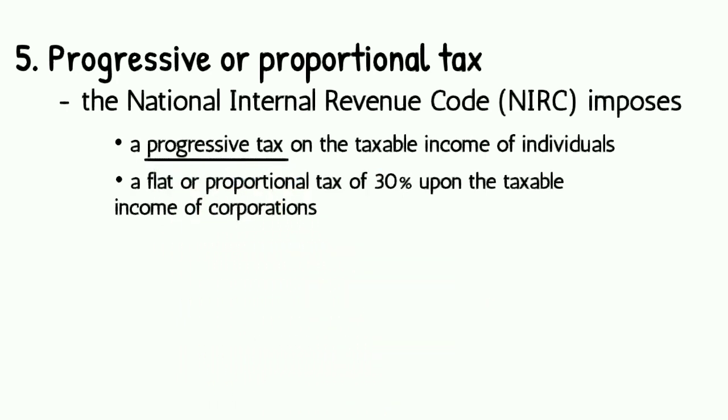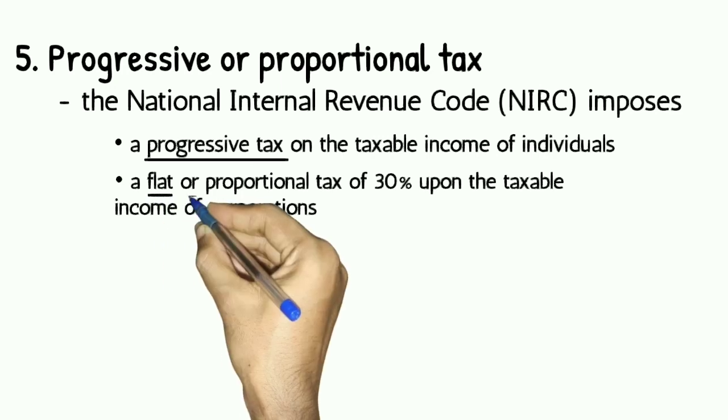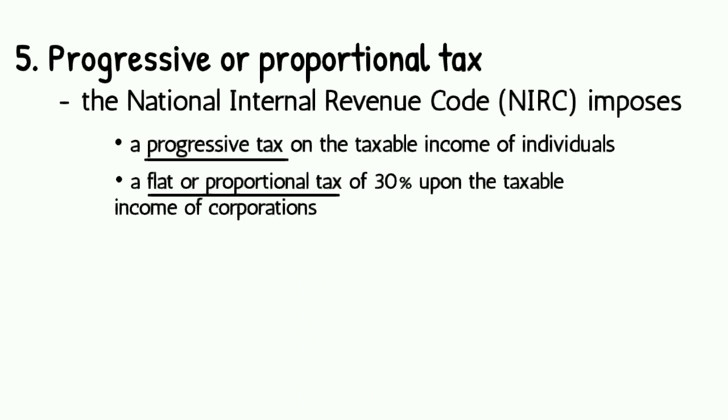Pag sinabi nating progressive, habang pataas ng pataas yung income ng individuals, pataas din ng pataas ang kanyang income tax. Pag progressive kasi, ang ibig sabihin nun, pataas ng pataas. Pero, sa corporations, there is a 30% proportional tax rate upon the taxable income of corporations. Hindi siya progressive but rather flat or proportional tax na 30%. That is in accordance with the National Internal Revenue Code.